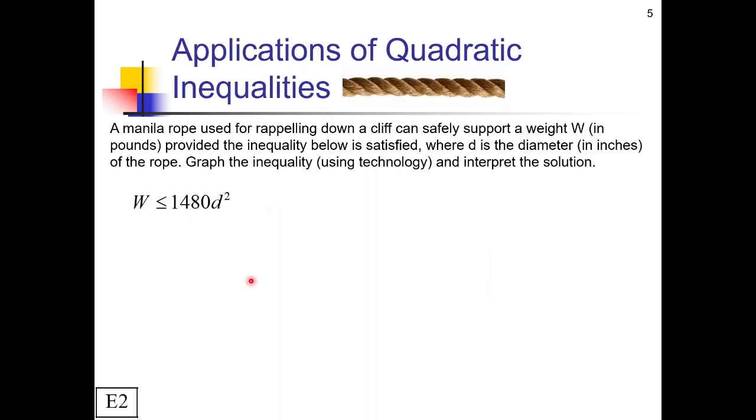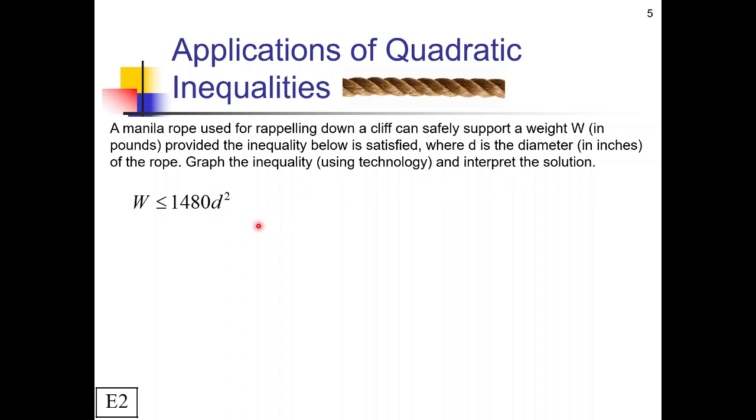For our next example, we're going to get a real-life application of quadratic inequalities. So let's say we have a manila rope, like this one here, used for rappelling down a cliff, and we're told that this can safely support a weight W provided that this inequality is satisfied, where D is the diameter in inches of the rope. So we want to graph this inequality and then interpret the solution.